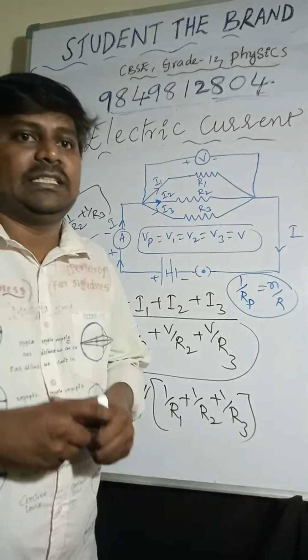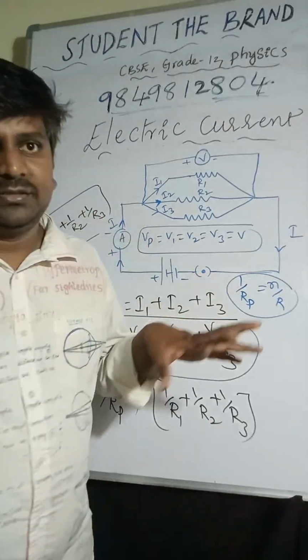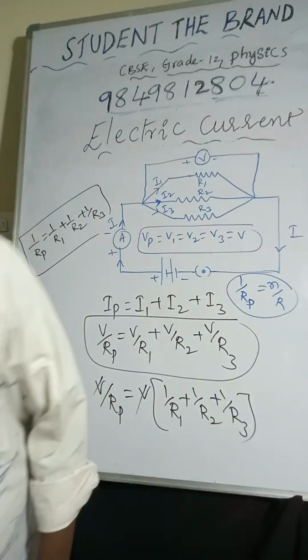Okay. So resistors are connected in parallel combination. I hope it is very clear.